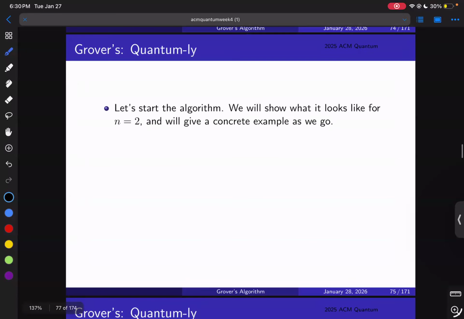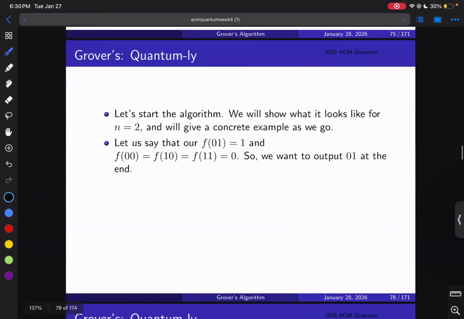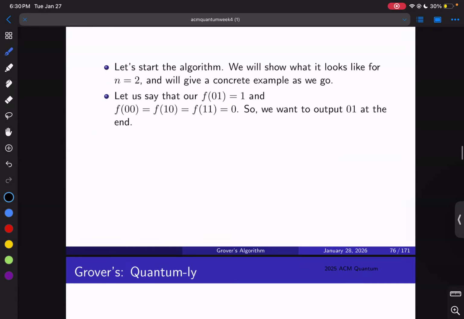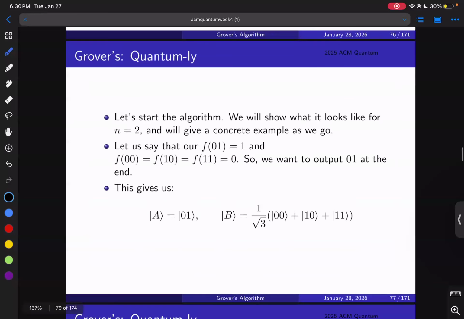Okay, starting the algorithm, we're going to give a pretty simplified example on n equals 2, and then we'll just carry on that example, which generalizes to the general case. So let's just say that f of 0, 1 is 1, and then the rest are 0. So obviously at the end, we want to output 0, 1 as our string. So now we can define A and B, now that we know this. A is this 0, 1 ket. B is this uniform superposition of the other three kets.